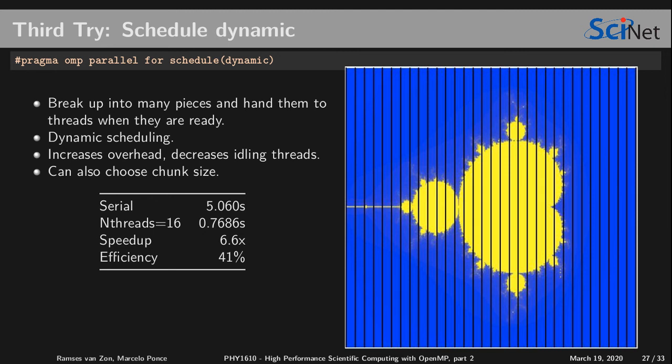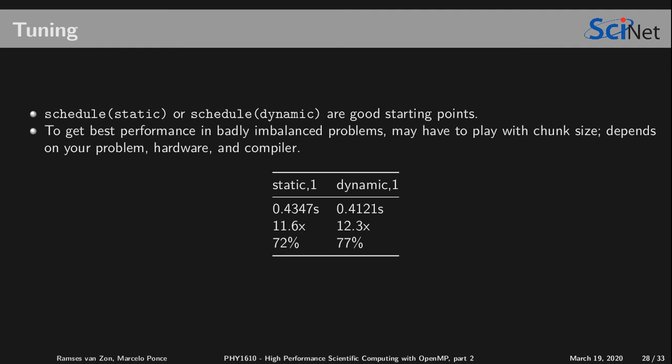Now, at the end of the day, while just doing schedule static or schedule dynamic are good starting points, you're going to have to tune your code. You're going to have to figure out what is a proper chunk size that makes this optimal. And depending on the dimensions of your code, the compiler you're using, the architecture you're on, this changes. So there is a certain final set of tuning that you have to do.